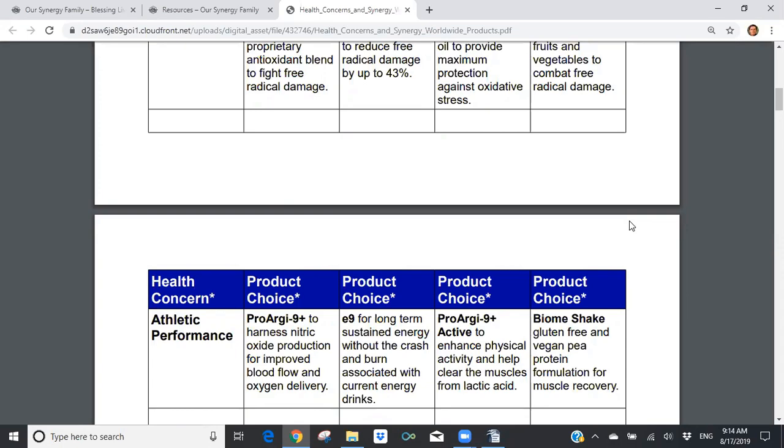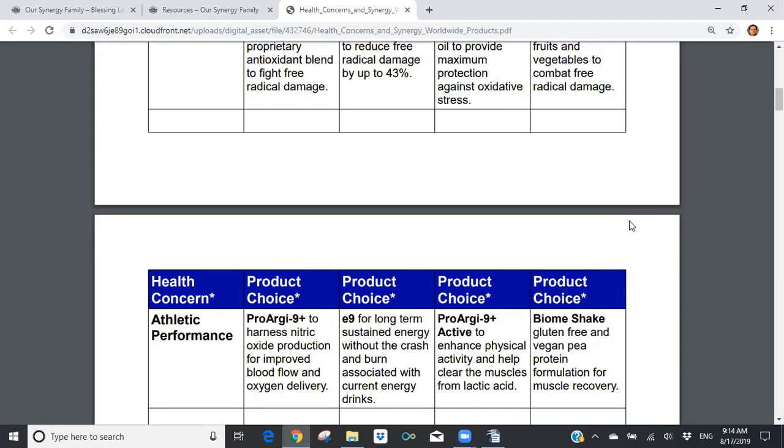Now, Pro-Arginine Plus Active, it's a good product. I'm not saying that it's not a good product. It will help with regards to muscle recovery. It also helps with the clearing of lactic acid. But that clearing of lactic acid is a component of the L-arginine that is part of that product. And that's why I go back to our Pro-Arginine Plus as the number one product for athletic performance.